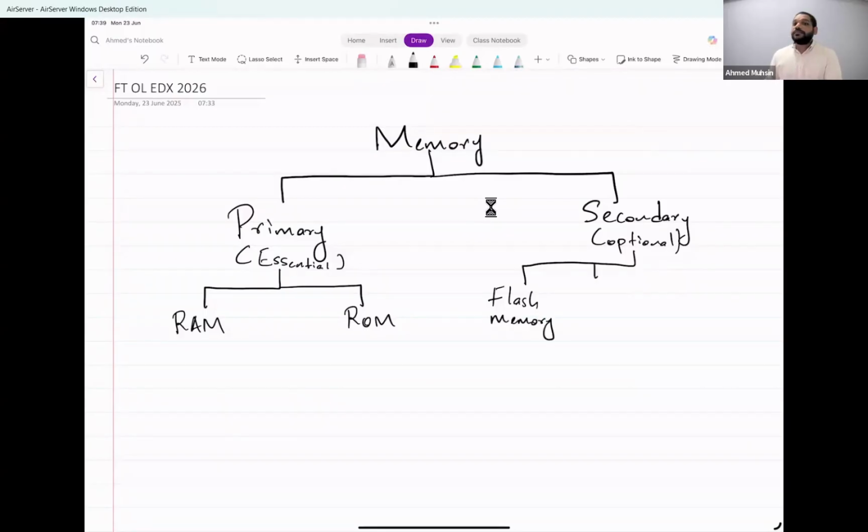Give me something else. Hard disk, magnetic tapes, they all come under magnetic disks. So I'll just say magnetic disks. Something else? Floppy disk also comes under magnetic. Then optical disks: CD, DVD, Blu-ray. Optical disks. Right. That's it.